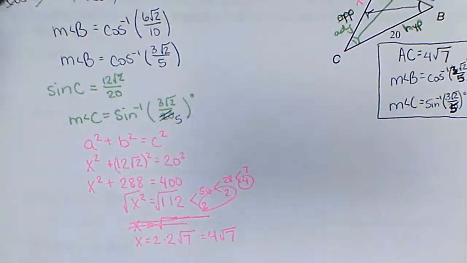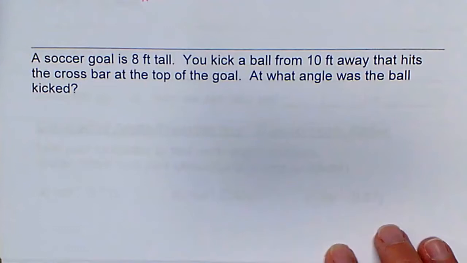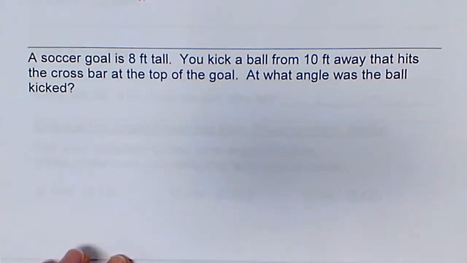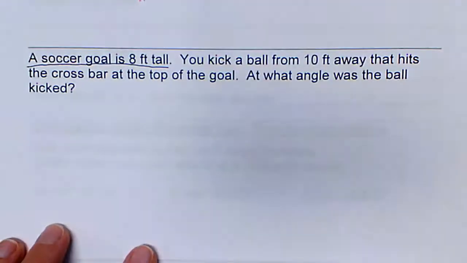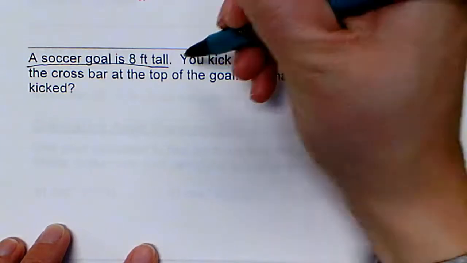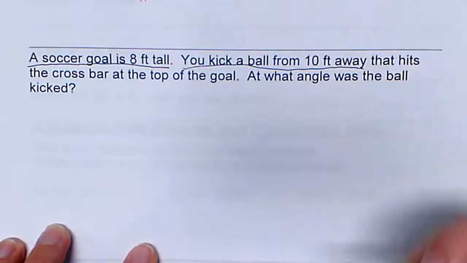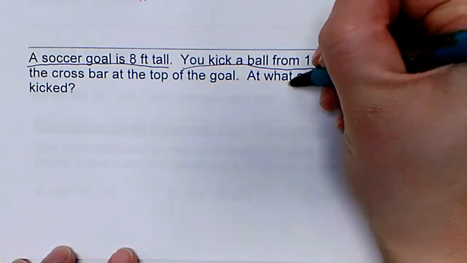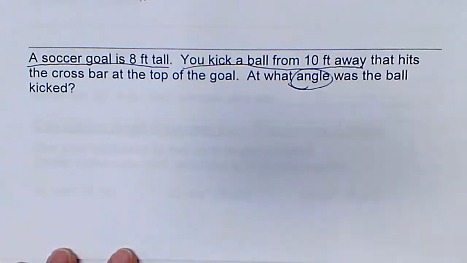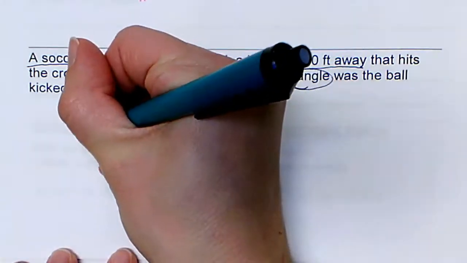Okay. Last question today has no diagram, which means it's going to be really helpful if you could draw a diagram. It says a soccer goal is 8 feet tall. You kick a ball from 10 feet away that hits the crossbar at the top of the goal. At what angle was the ball kicked? So let's make sure that we have all the components right. We're playing soccer. We've got a soccer goal.